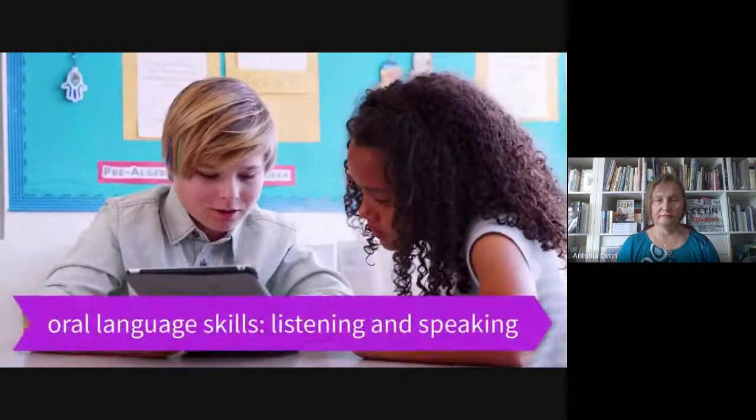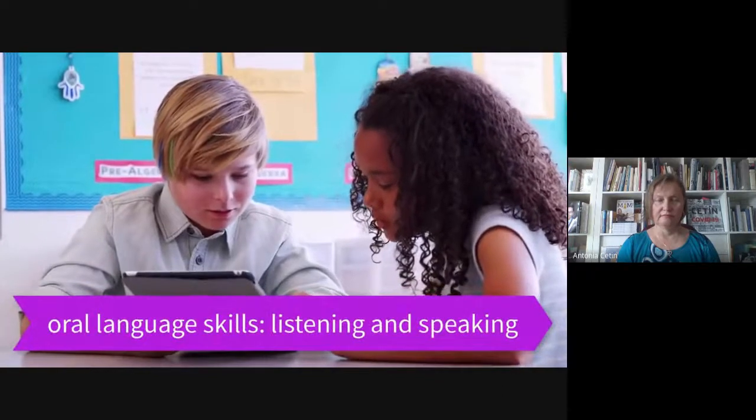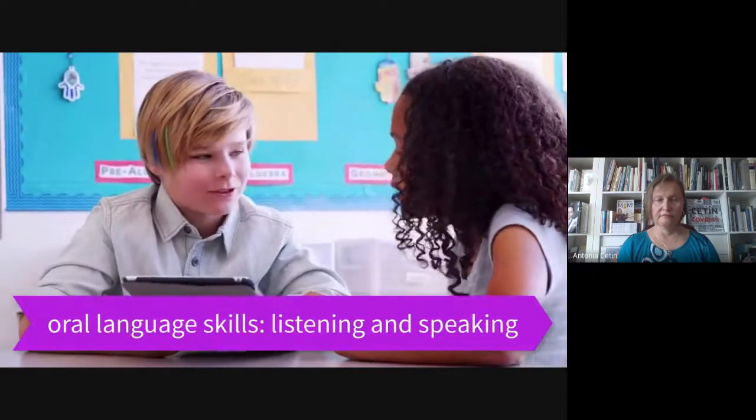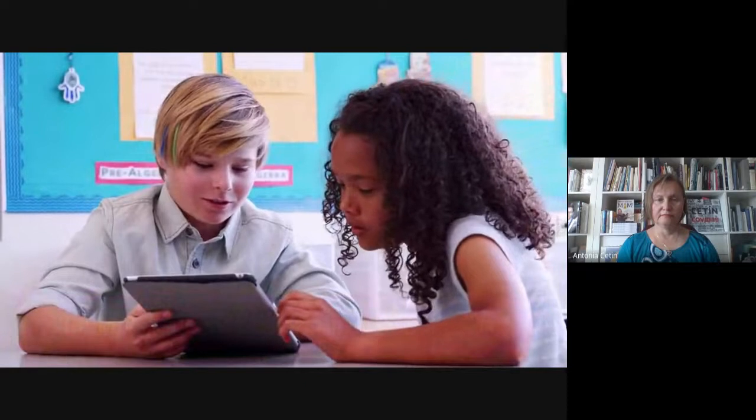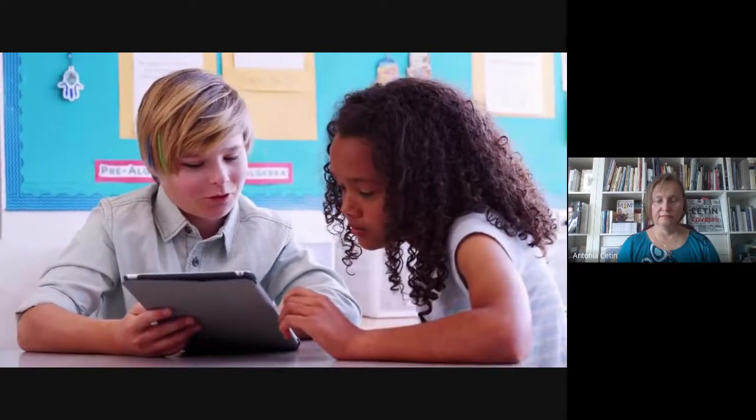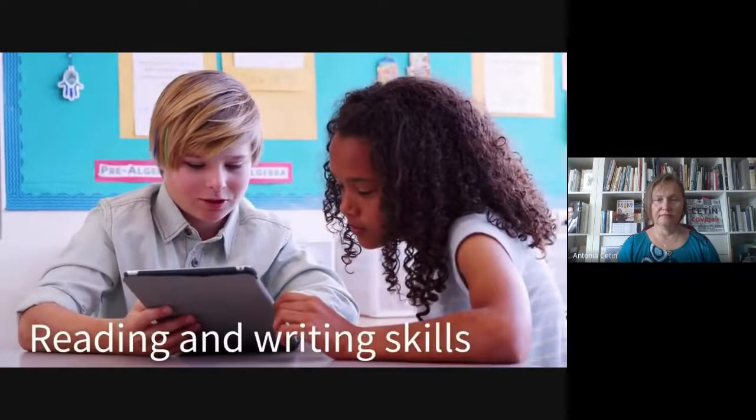The base for all language learning is the development of oral language skills, listening and speaking. Oral language skills merit lots of practice, as they are the base for reading and writing skills.